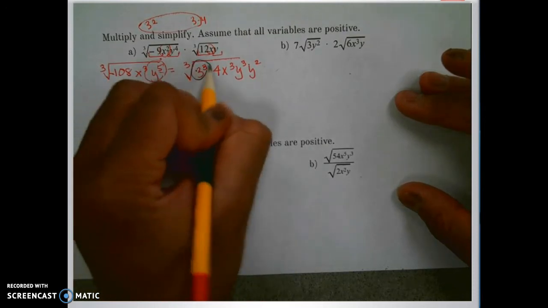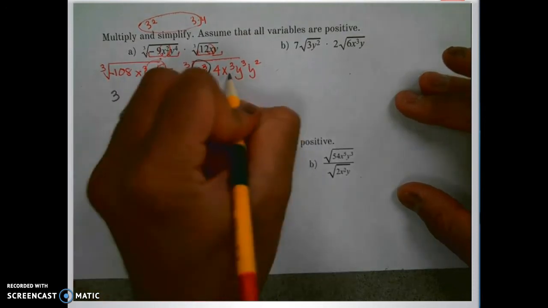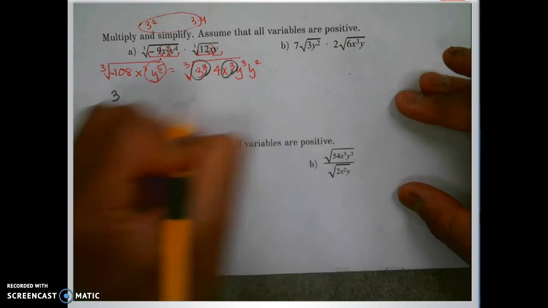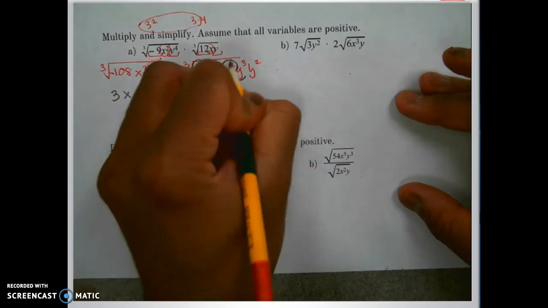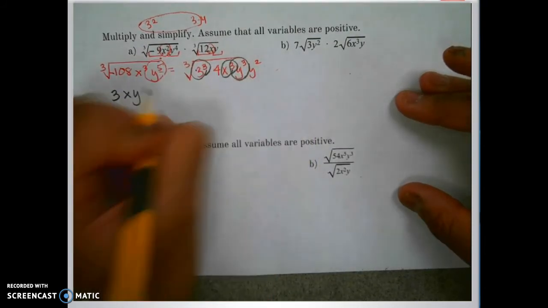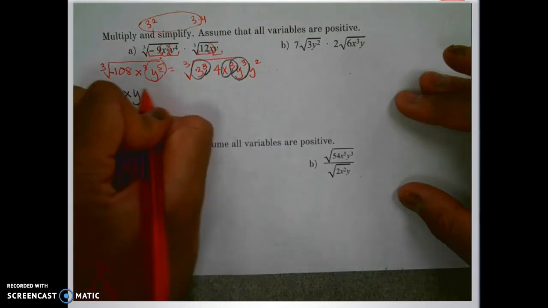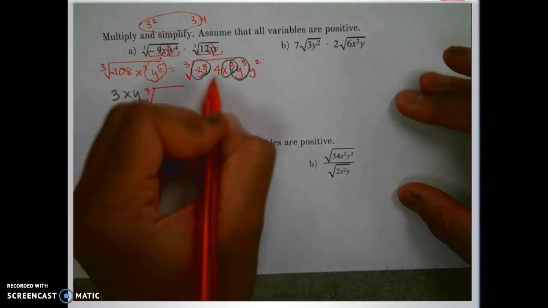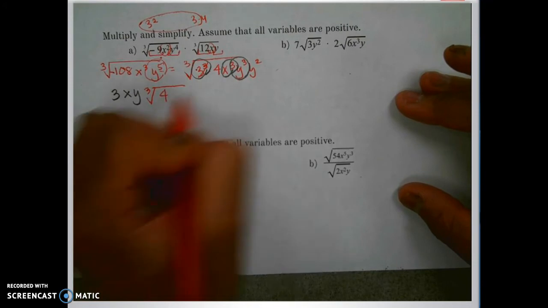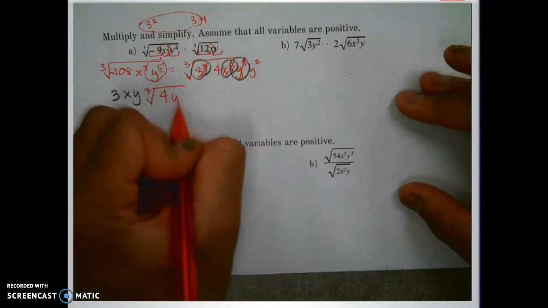So what am I taking out? Well, here's a perfect cube, 3. Here's a perfect cube, x. Here's a perfect cube, y, because there's only one of them. And then left over, still in the radical, well, that's gone. I still have a 4. Gone, gone. And I still have y squared.